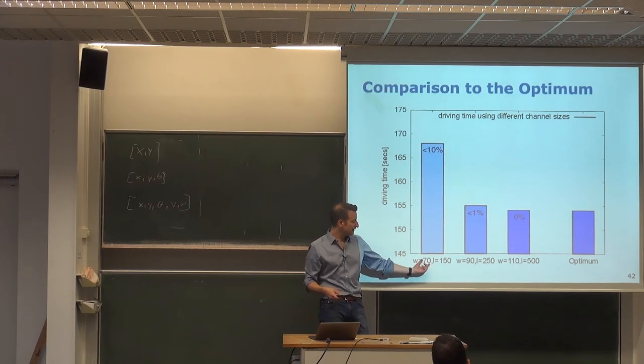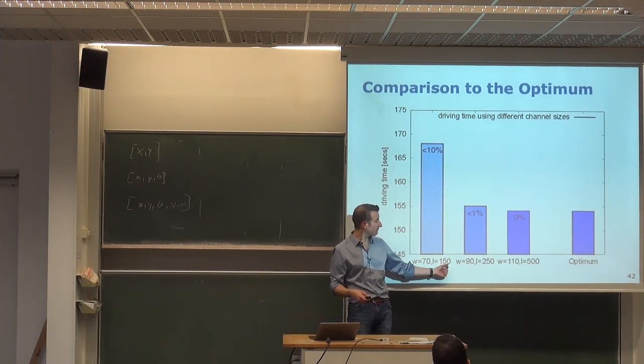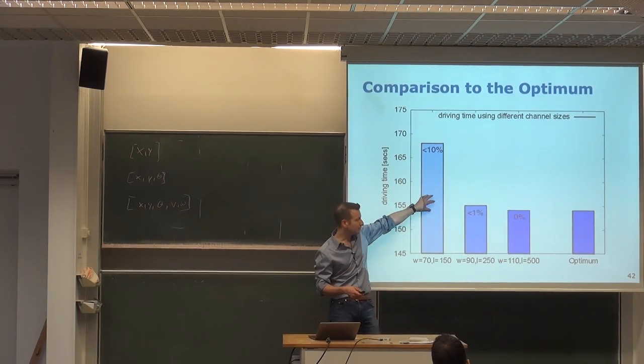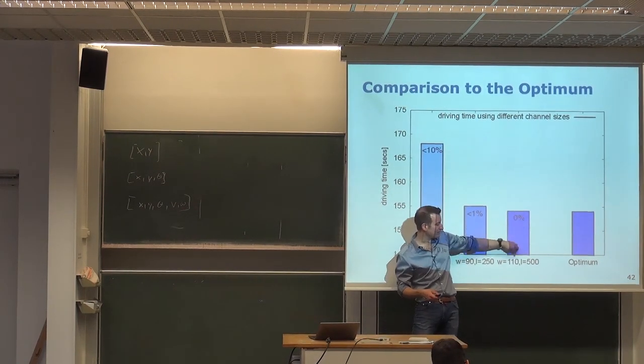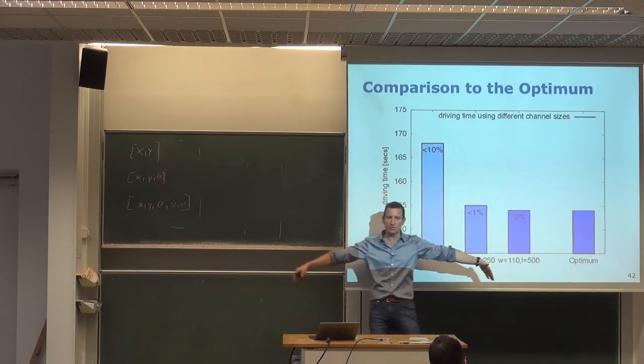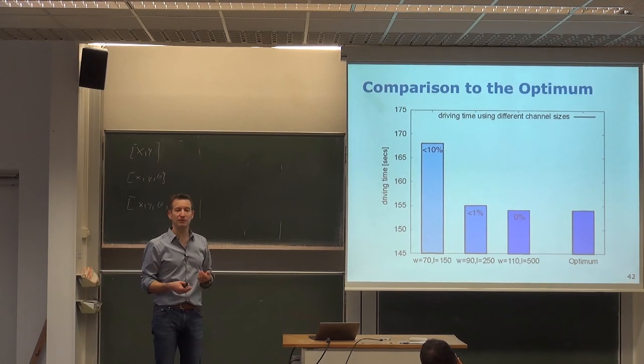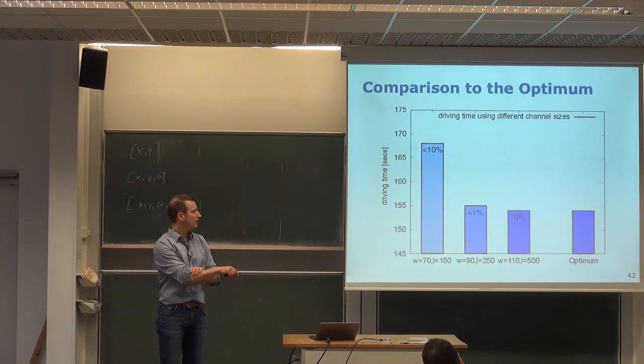So if you have a width of 70 centimeters and the subgoal 1.5 meters ahead, you're actually deviating and coming up with suboptimal plans. But the larger you make the channel, at some point, whatever, 5 meter length, 1 meter 10 in width, you actually don't find any difference anymore in terms of path lengths compared to the optimum. And the thing is, this is something that you can still compute online.